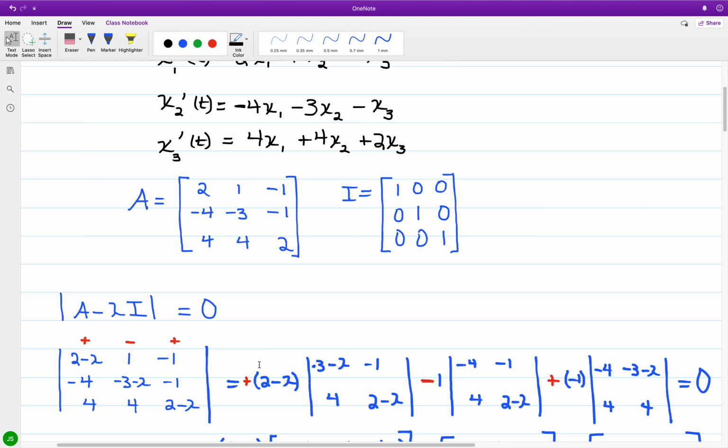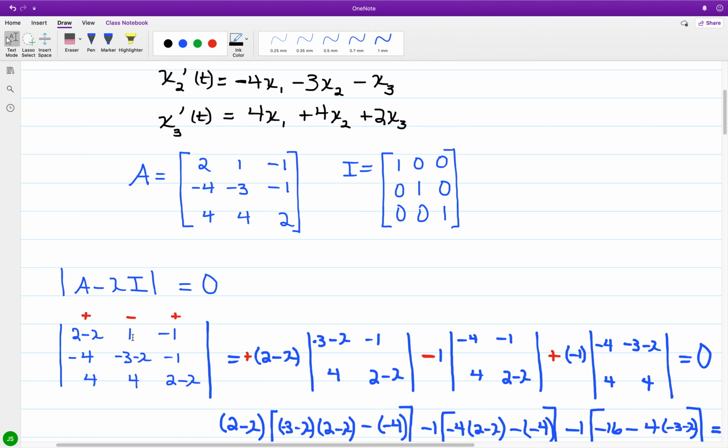For the odd number column values, I'm going with no sign changes, and anything in the even column position, I'm going to take the opposite sign. Working with the top row, the first element is 2 minus lambda. I'm going to multiply by the 2x2 determinant formed by the elements outside of any row or column that 2 minus lambda shares. Outside the top row and the first column, we have 3 minus lambda, negative 1, 4, and 2 minus lambda.